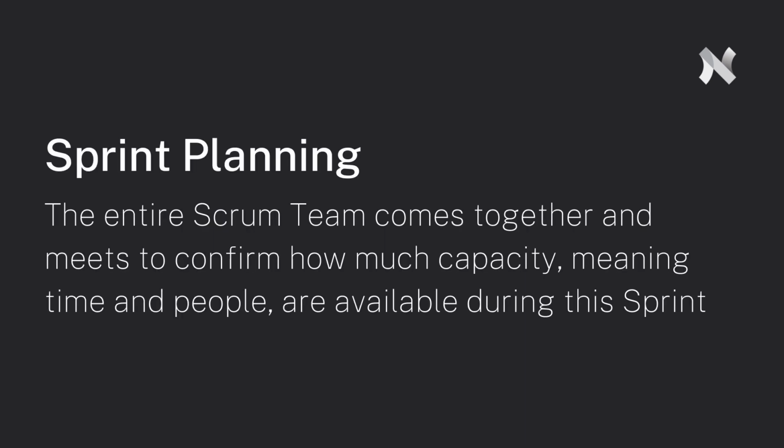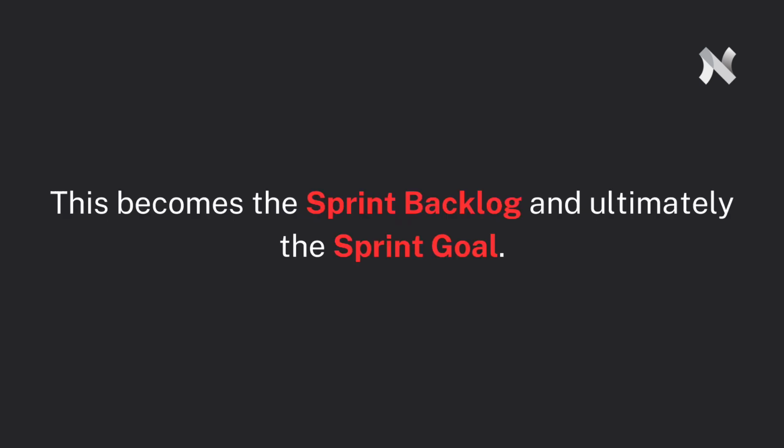For sprint planning, the entire Scrum team comes together and meets to confirm how much capacity, meaning time and people, are available during this sprint. And then they identify what items from the backlog will be done during the sprint. This becomes the sprint backlog, and ultimately, the sprint goal. This is a time for the Scrum Master to facilitate team communication and answer the following questions throughout the event.